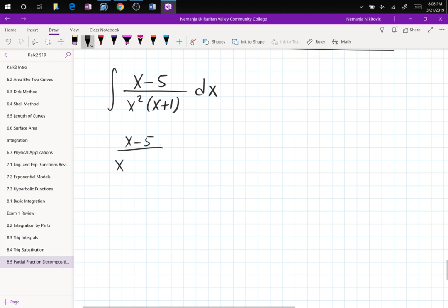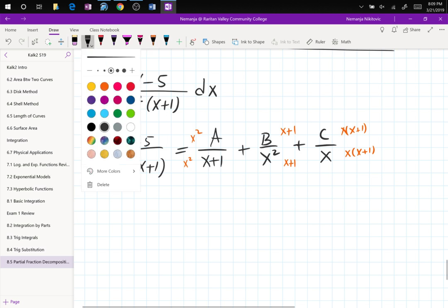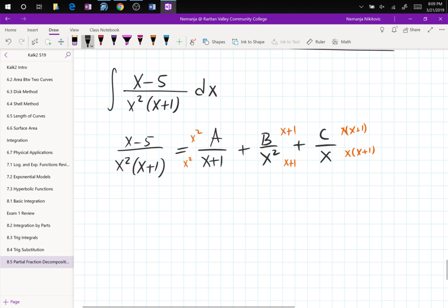x minus 5 over x squared times x plus 1, and we have a over x plus 1 plus b over x squared plus c over x. This is why I write it on top and the bottom. Wait, where's your x plus 1 coming from? It's the same, right? The denominator must be the same on both when you multiply each term. So we can disregard the denominator.